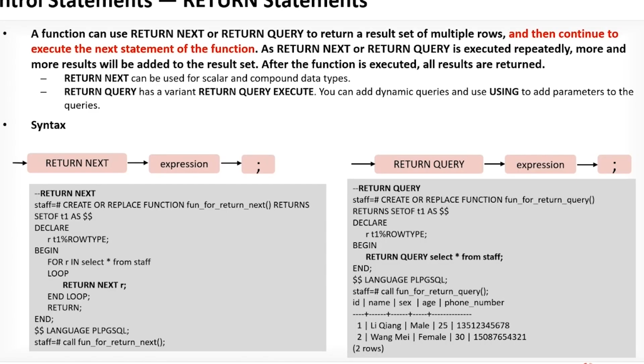First of all, the return statement is used to return control from a stored procedure or function to the caller. There are two ways to specify the return statement: the return next syntax and the return query syntax. For return next, we simply return each row of the result set. But for the return query statement, we can return the whole result set in one execution.